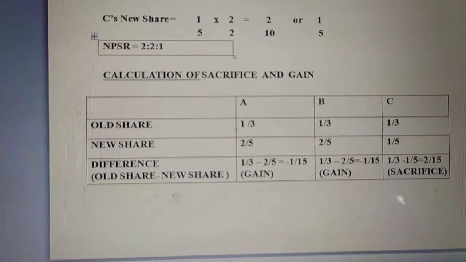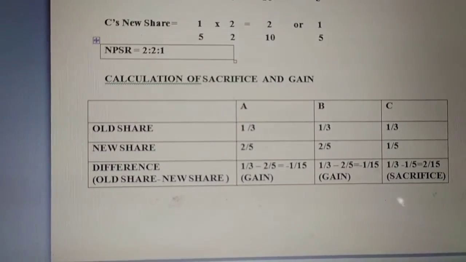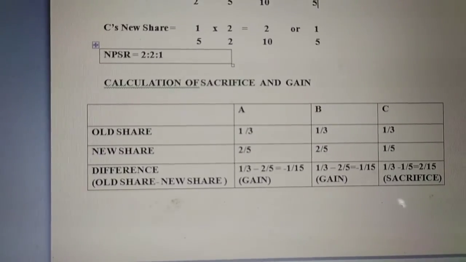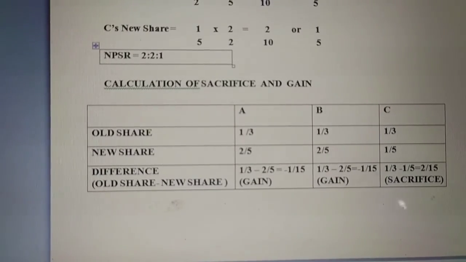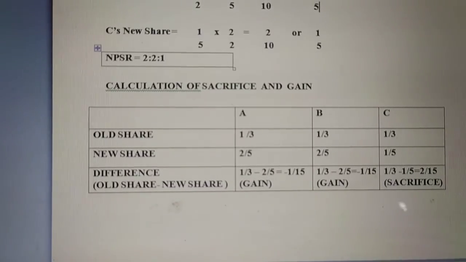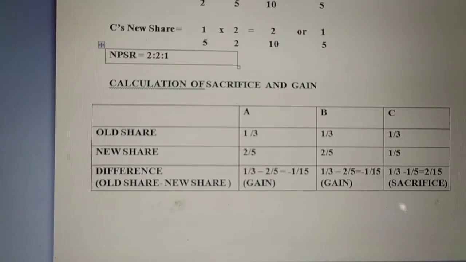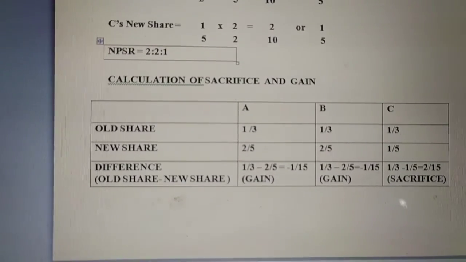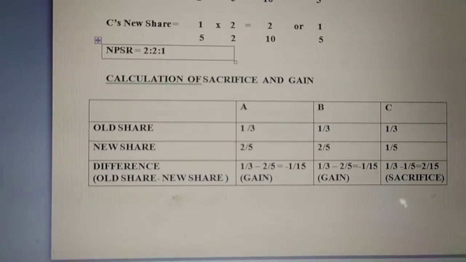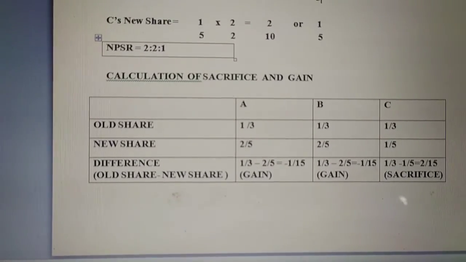As we have already discussed in our previous class, while calculating sacrificing ratio, if the answer comes in negative, that partner is a gaining partner. What does it mean? His new share is more than the old share. In the same manner, we will calculate for B. 1/3 old share, 2/5 is the new share. Subtract these two shares, you will get minus 1/15. Again a gaining partner.